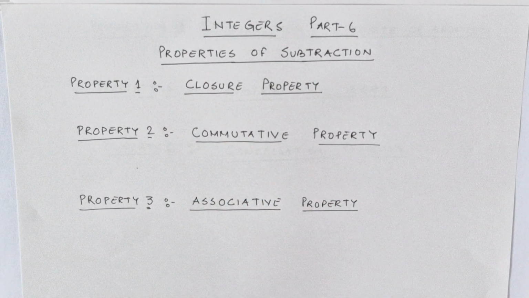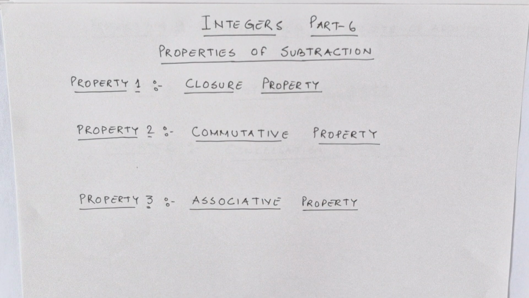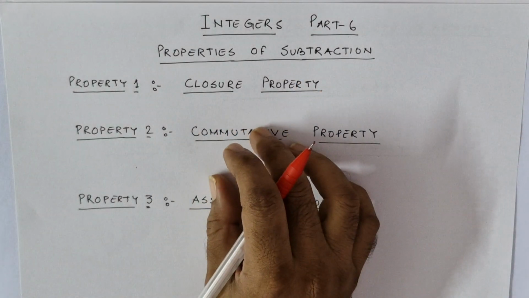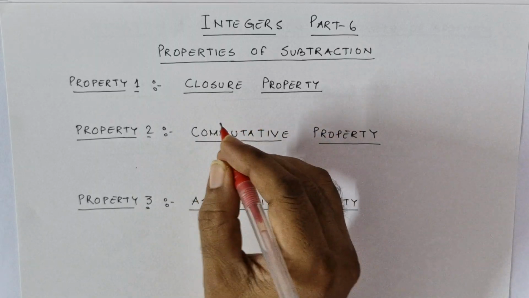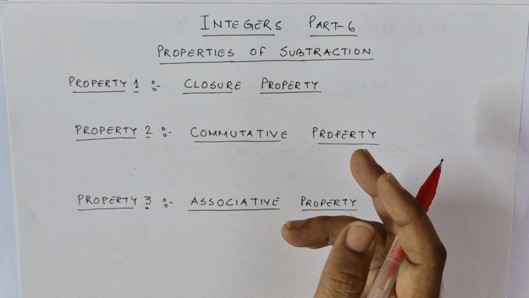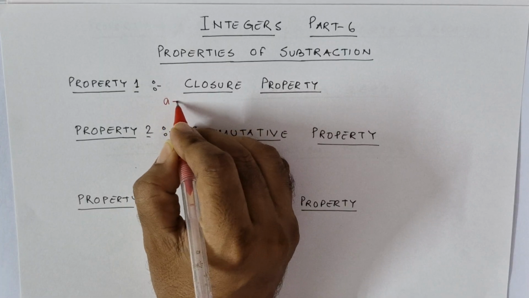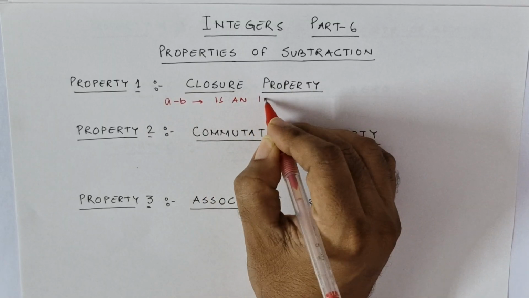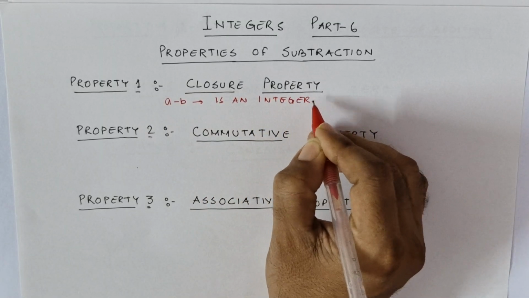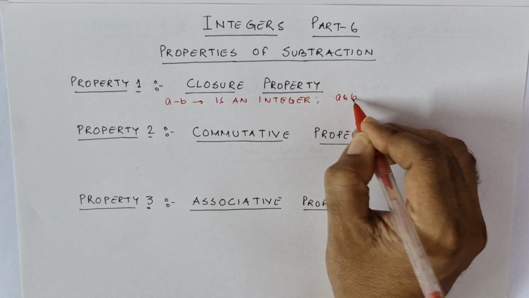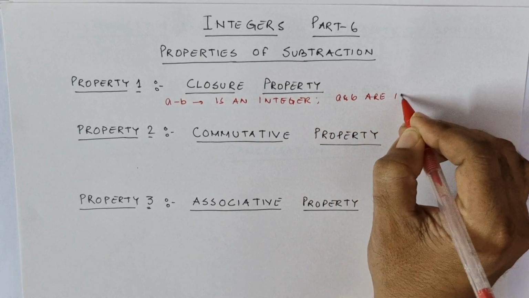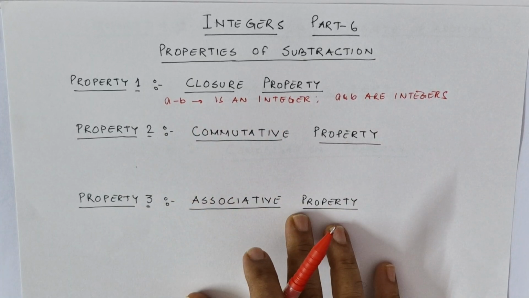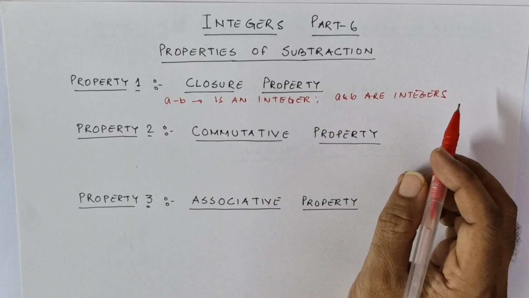In the closure property of addition, if you remember, we learned that if you add two integers, a plus b, the result will be an integer. In a similar way, in subtraction, if you subtract two integers, the result will be an integer. So a minus b is an integer, where a and b are integers. Got it? So this is the closure property.